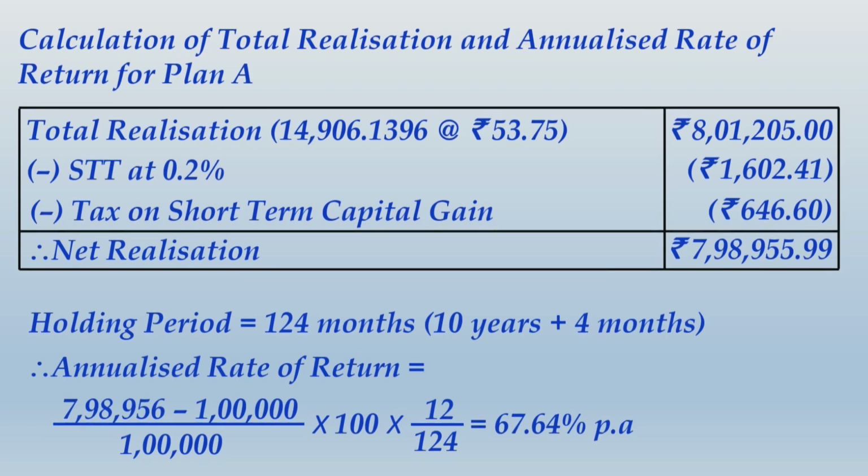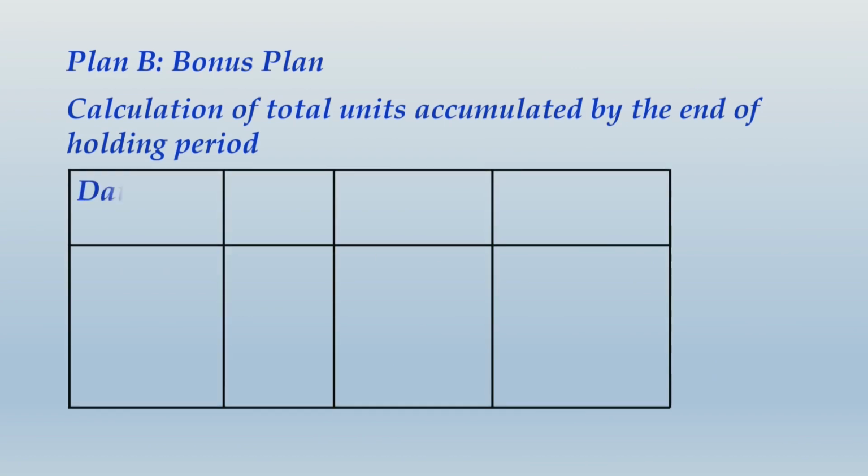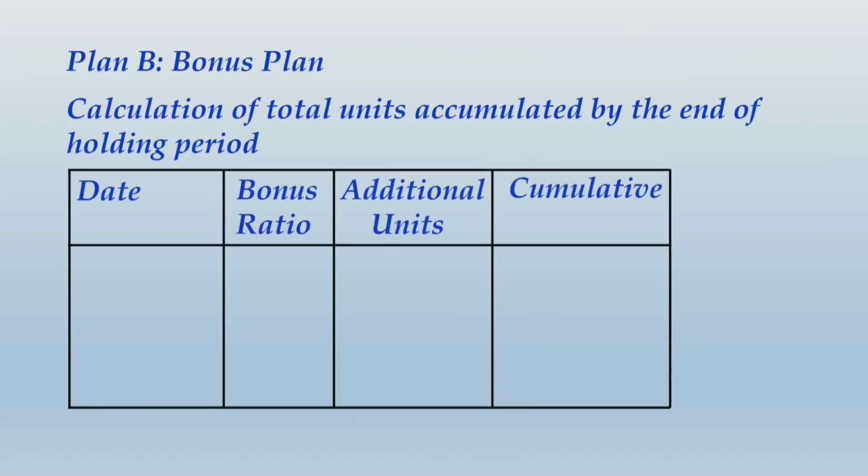Alright friends, you would have finished writing this whole thing. Let us move ahead and now take up the calculations of plan B, that is bonus plan. Calculation of total units accumulated by end of the holding period. Now this is much easier, correct? So here date, bonus ratio, additional units and cumulative units.